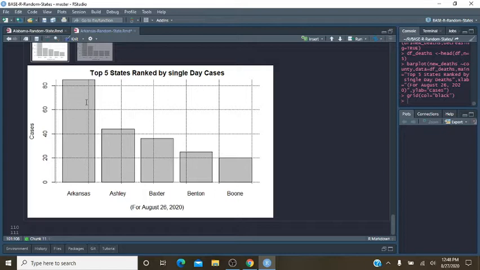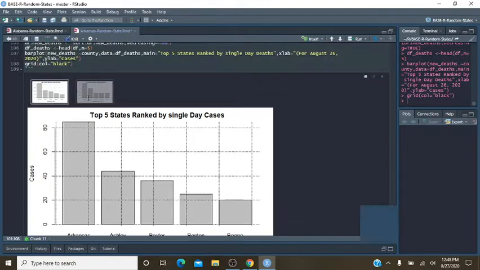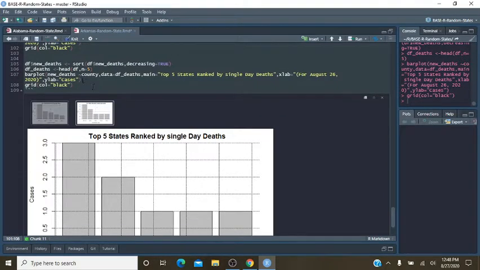Ashley had about 50 cases. Baxter, Benton, and Boone, you can see. So this is the top 5 cases for that day. Now that doesn't necessarily mean these are the highest for the entire period of time from January to August, but it's probably true because these counties could also be the top 5 in terms of population.